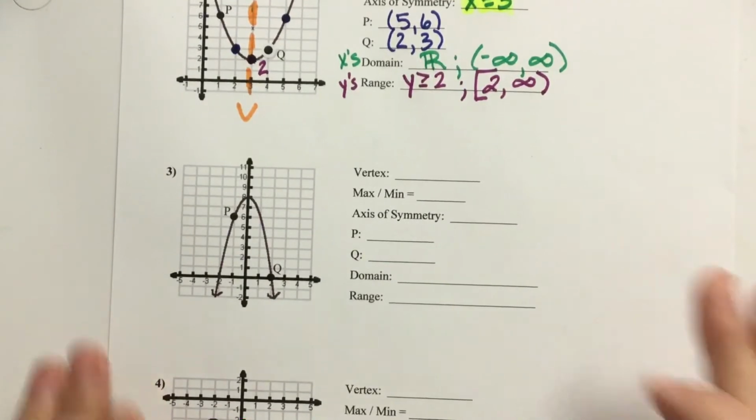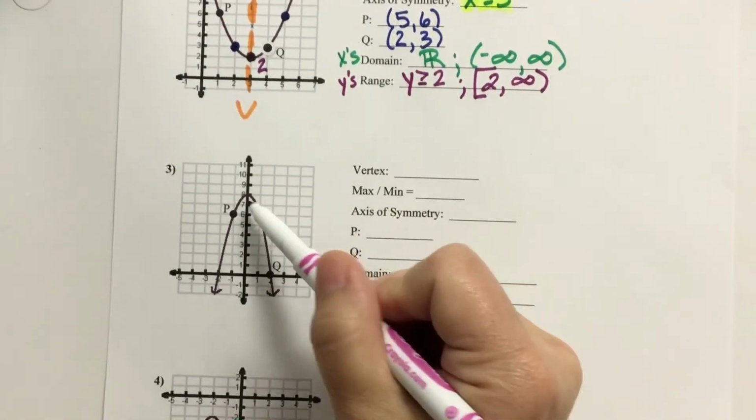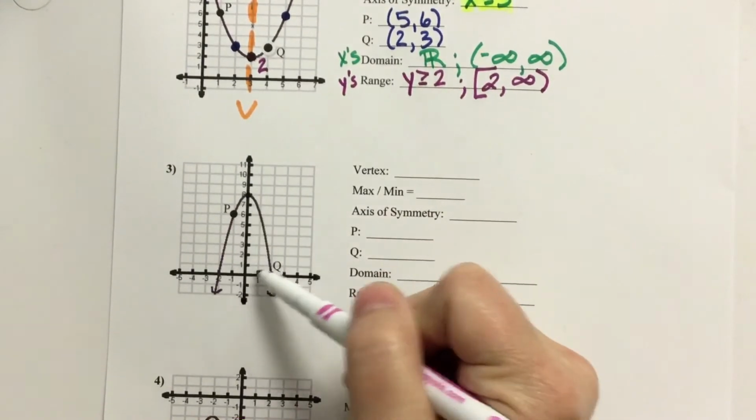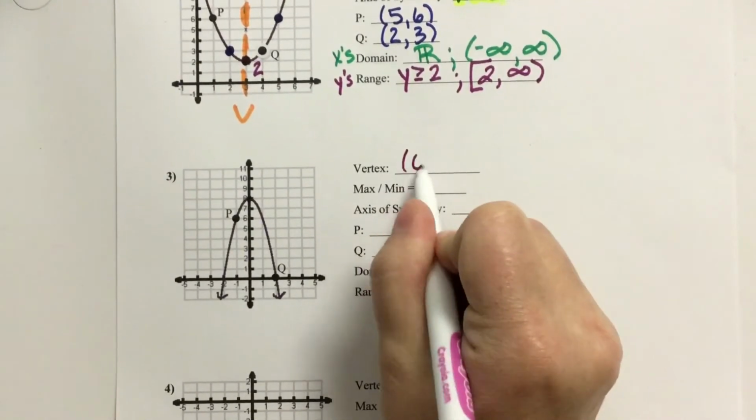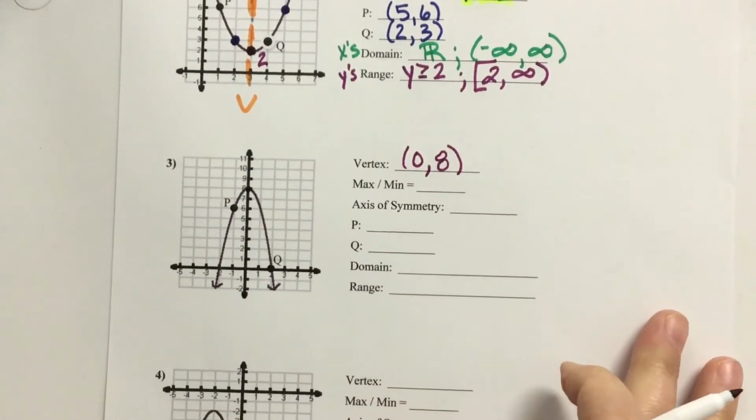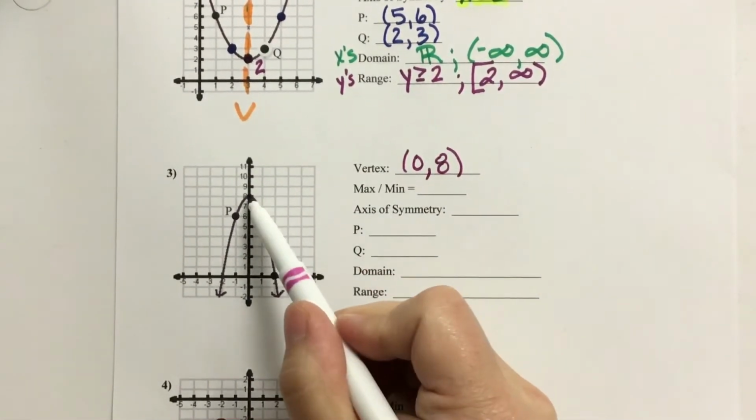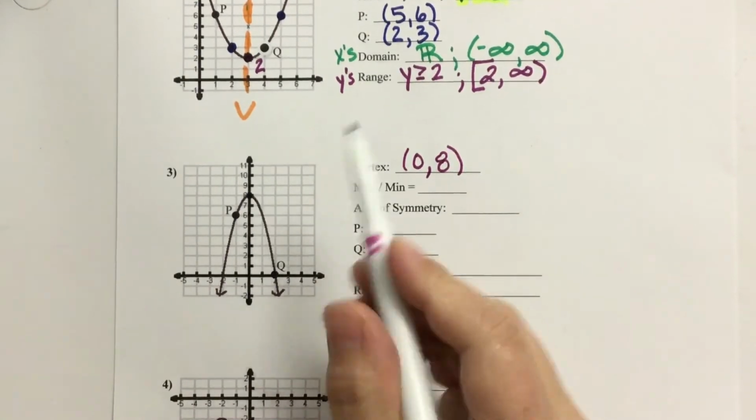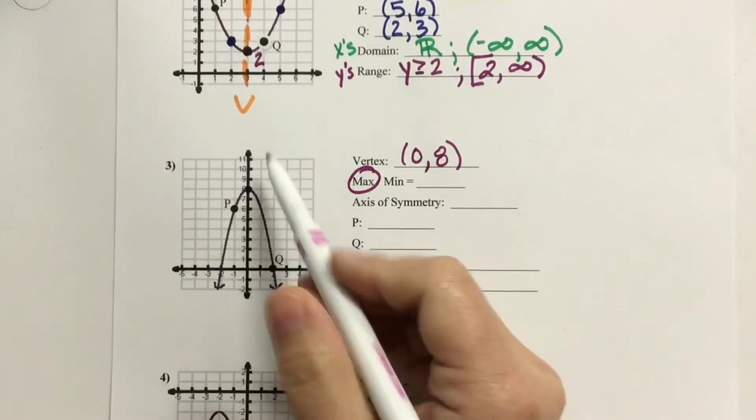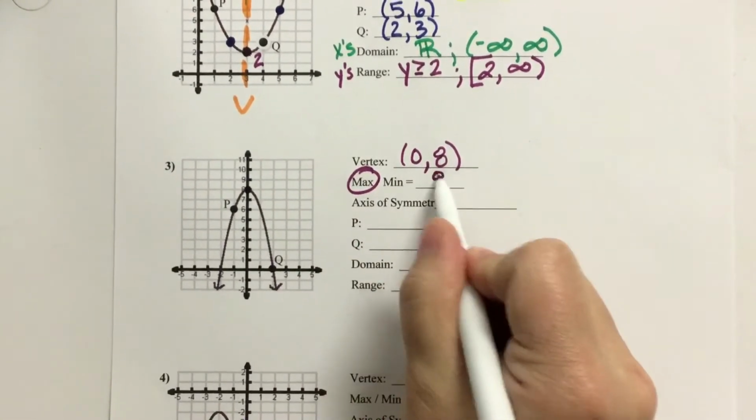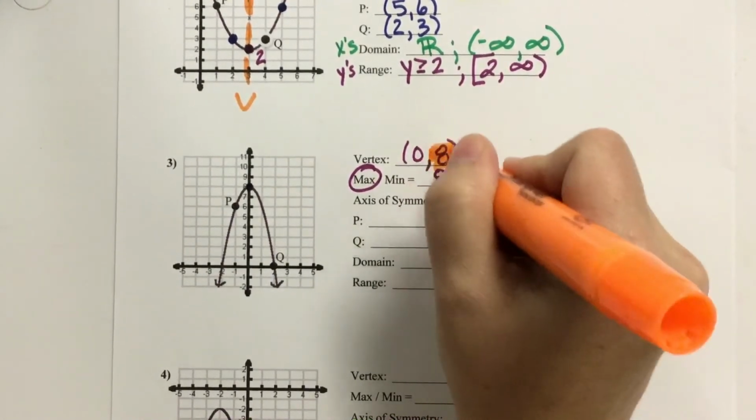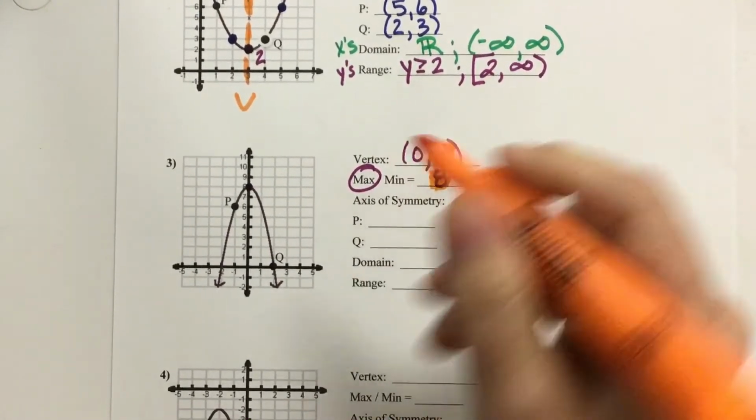All right, this one. The vertex is either the lowest or highest point. This time it's the highest point. So to get here, I don't go right or left, so my x is 0. I just go up 8, so it's (0, 8). Since this is the highest point the graph goes, that's called a maximum. Well, how high is it? It's 8 high. So remember, the y-coordinate of the vertex is always the same as the max or min value.